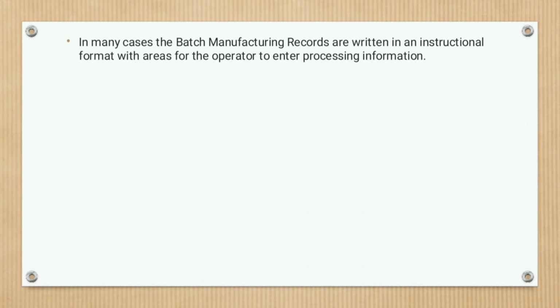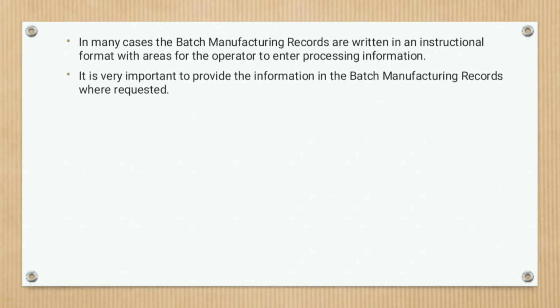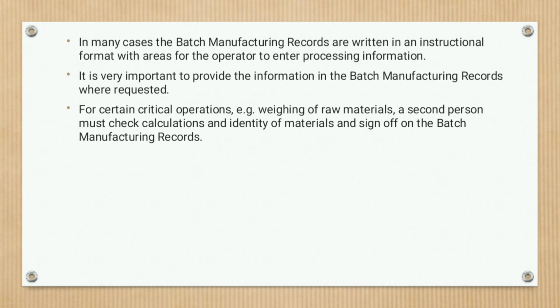In many cases, BMRs are written in an instructional format with areas for the operator to enter processing information. It is very important to provide the information in the batch manufacturing records which was requested. Then the next one is, for certain critical operations, for example weighing of raw material, a second person must check the calculation and identification of material and sign off on the batch manufacturing record in order to prevent any sort of error.